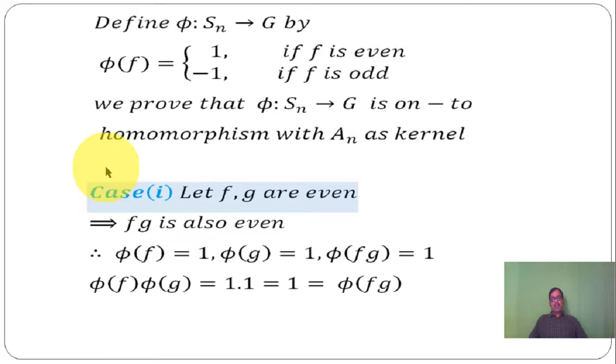So we have to define a mapping, from Sn to G. Phi from Sn to G by phi of f equal to 1 or minus 1. If f is an even permutation, phi of f goes to 1. If f is an odd permutation, phi of f goes to minus 1.